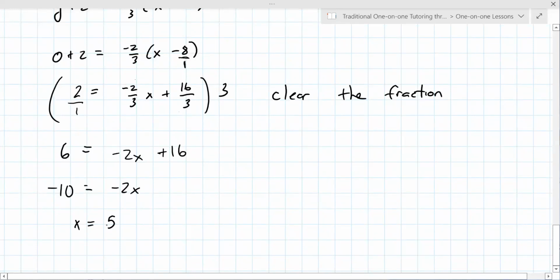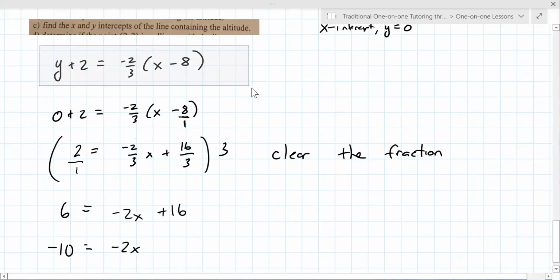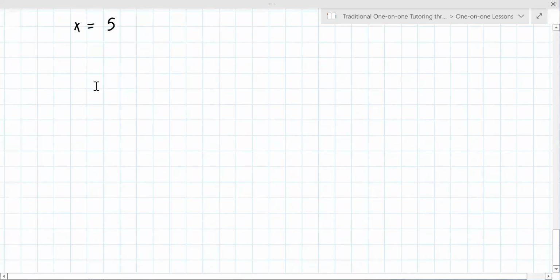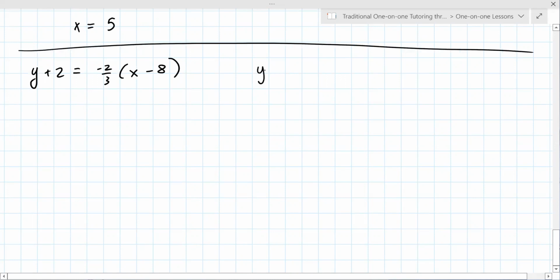Great. And you did so well in that you get to do the y-intercept now, which is when x is 0, and you get some more fractions. So let's do that. So we're going to now do the y-intercept, which is when x equals 0. All right, so y plus 2 equals -2/3. Go ahead and work it out, and if you have questions along the way, please ask. All right, will do.